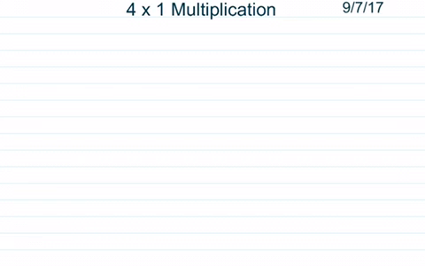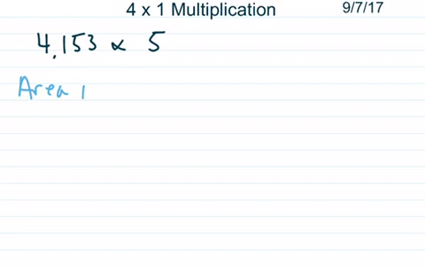Okay, so hopefully you've had enough time to get your notebook out. And let's write the problem down. The problem today we're going to be looking at is 4,153. We're multiplying that by 5. And we're going to look at area model first. So this is going to be area model.